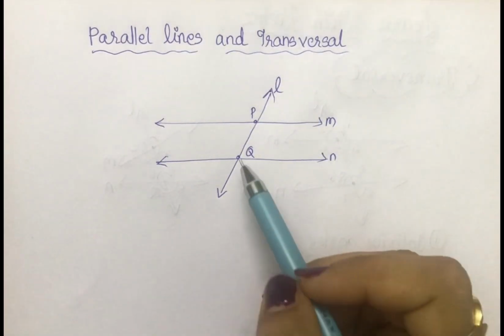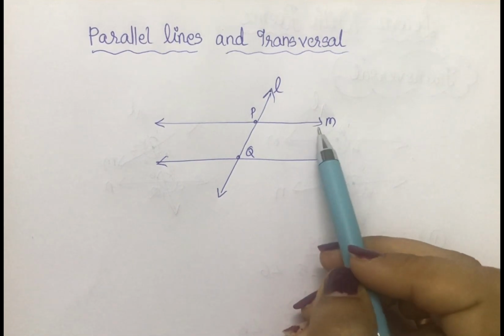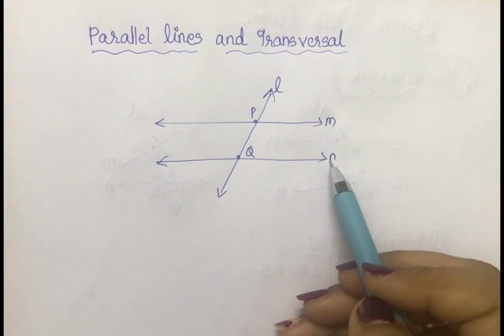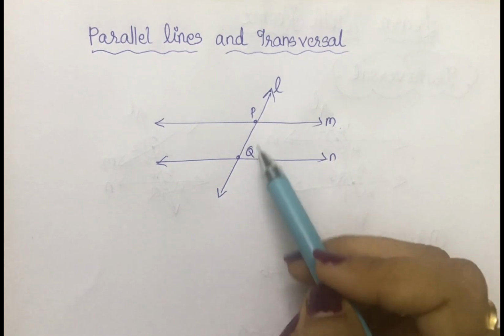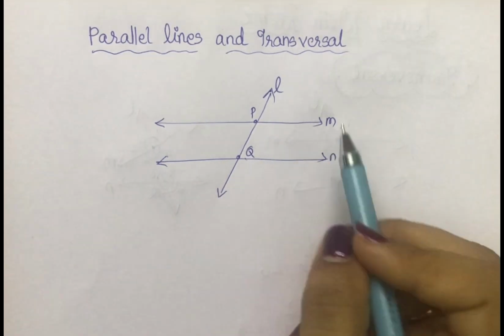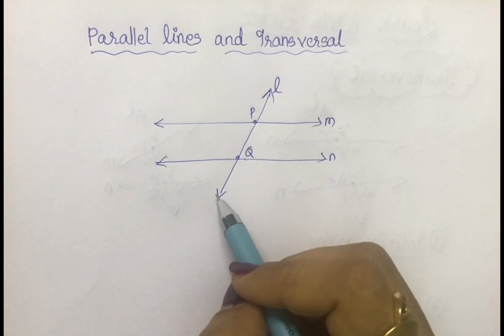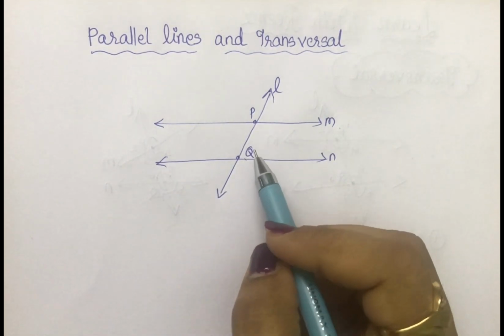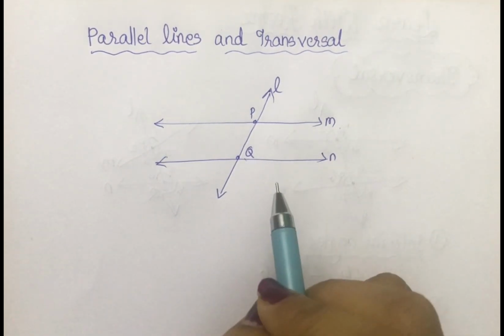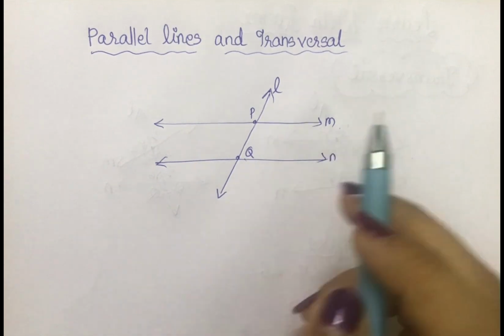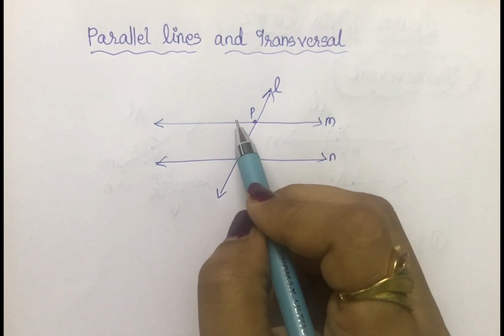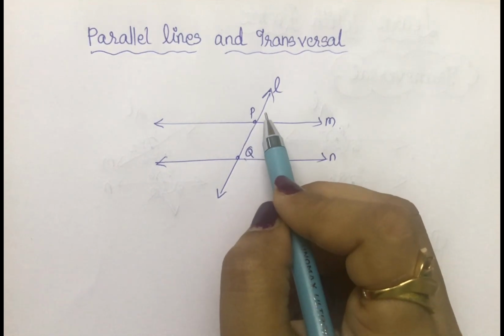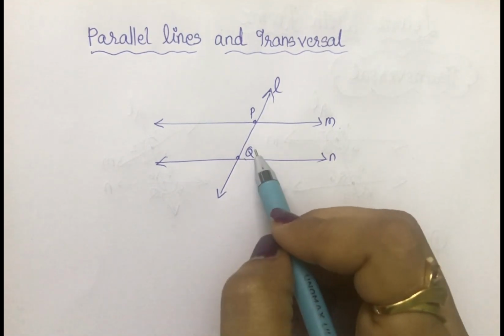Now we'll see when the lines are parallel. When M and N are parallel and the transversal L intersects them at P and Q, what will be the relationship between the angles? This is a very important topic, so pay attention to this and make your concepts crystal clear, so that you can solve the questions related to this very easily.